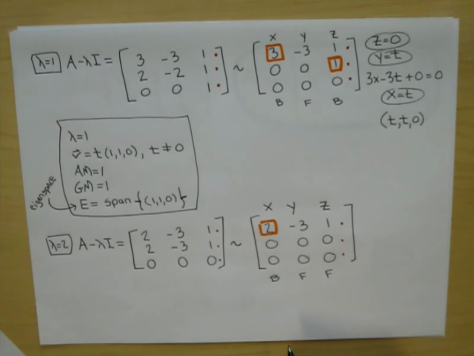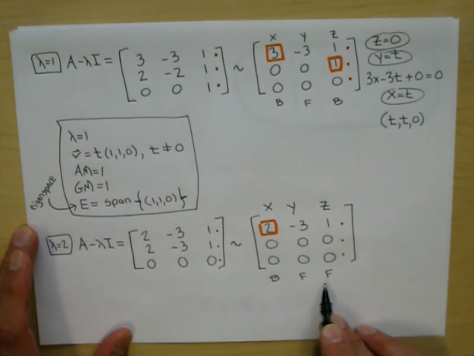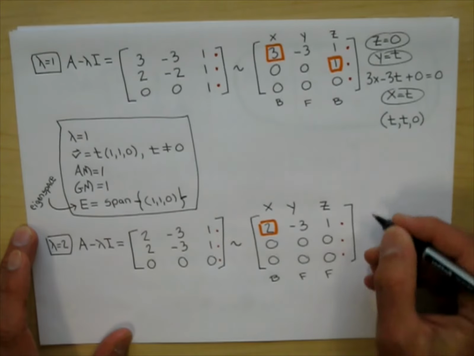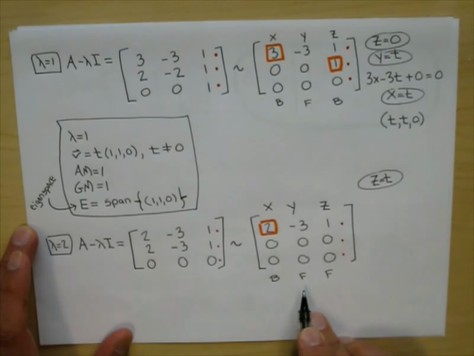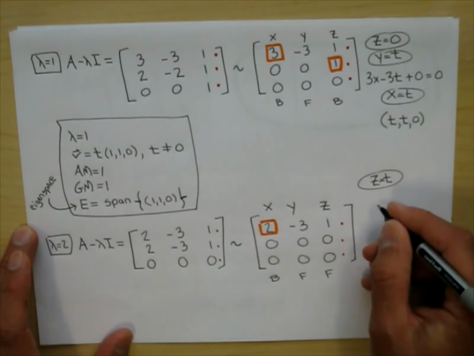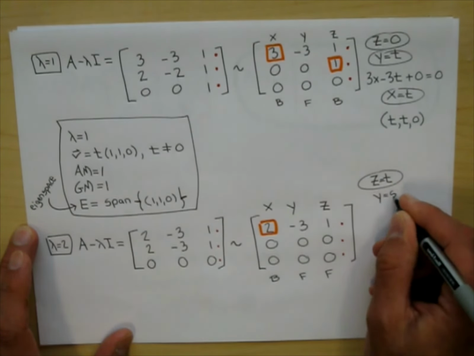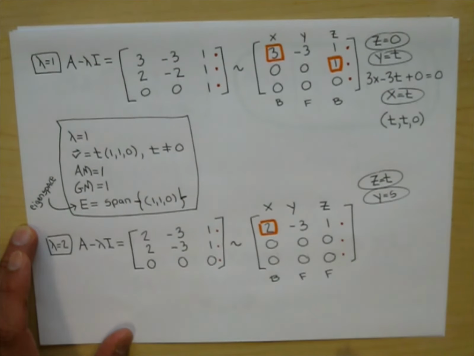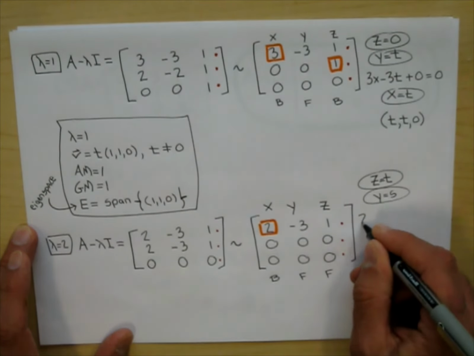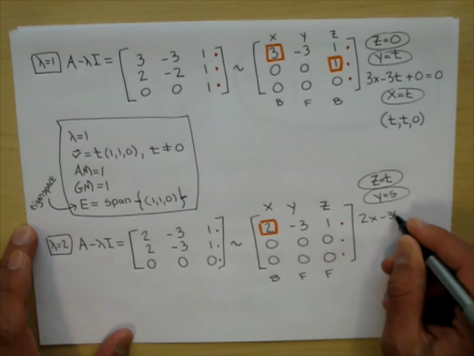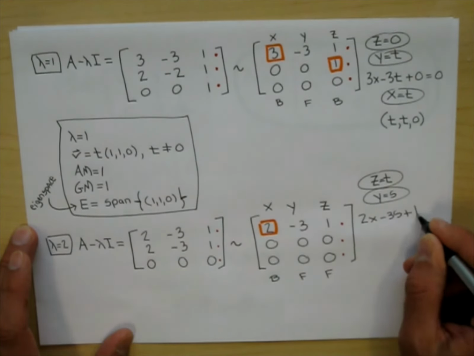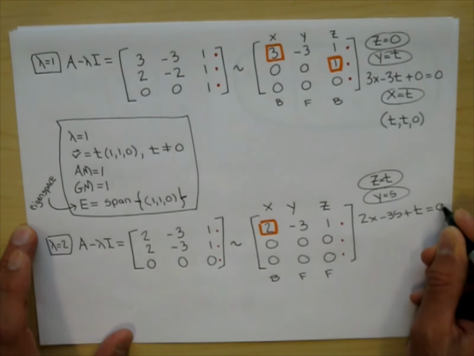So let's go ahead and see if we can find out what things are. Z is t. Y is s, because they're both free. We have different parameters. And then the first equation says 2x minus 3y, so minus 3s plus z, plus t, equals 0.